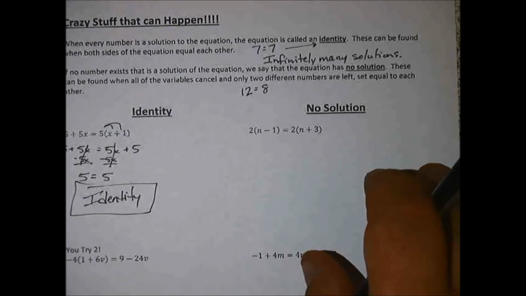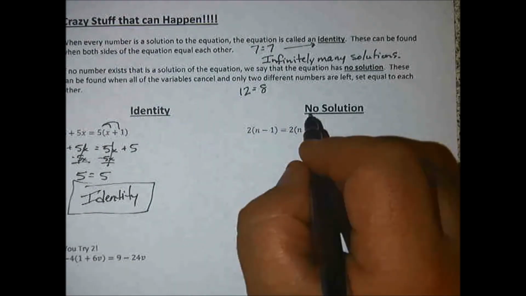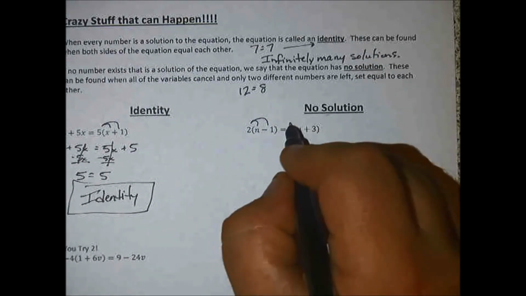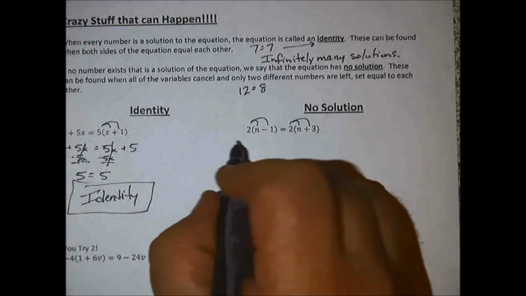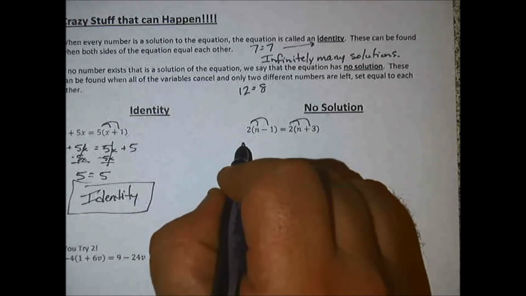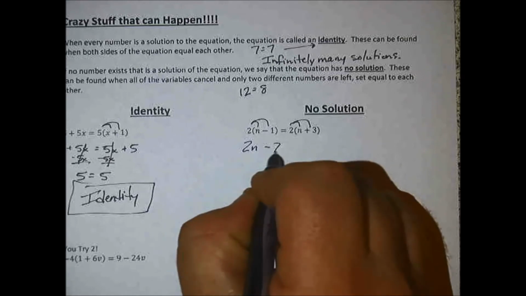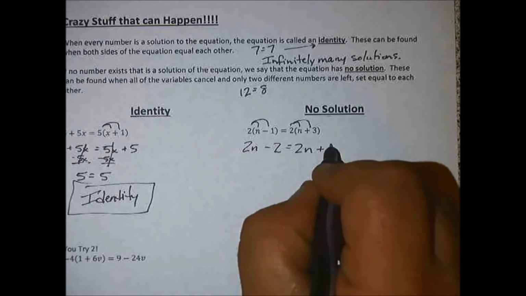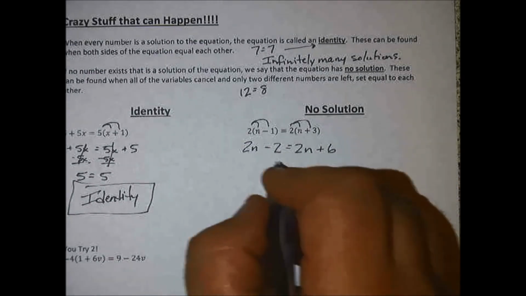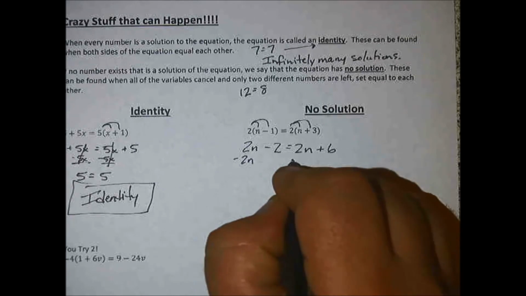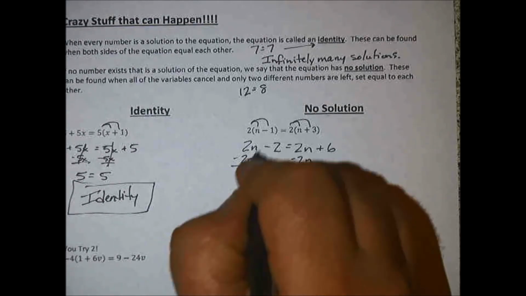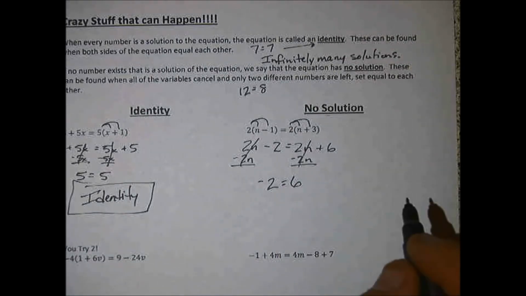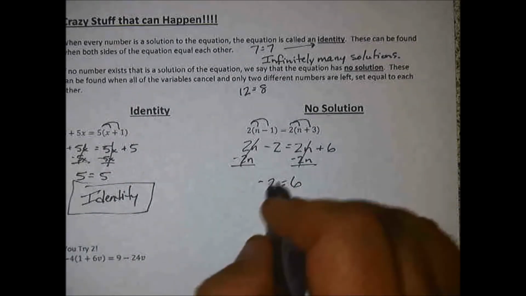Excuse me. Let's check this next one. The hint's right up here on what your answer is, but let's see what happens. This is a no solution problem, and I have distributive property on both sides. 2 times n is 2n. 2 times negative 1, negative 2. 2 times n is 2n. 2 times 3 is positive 6. So now I'm going to subtract 2n from both sides of the equal sign. Those go away. I have negative 2 equals 6. Negative 2 doesn't equal 6 last time I checked, so that'll be a no solution.